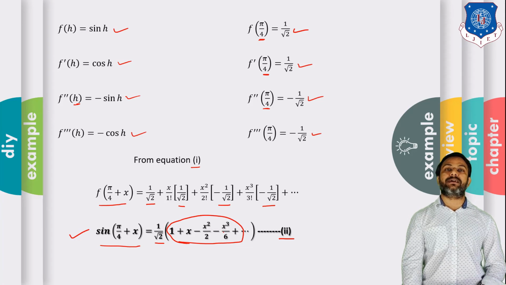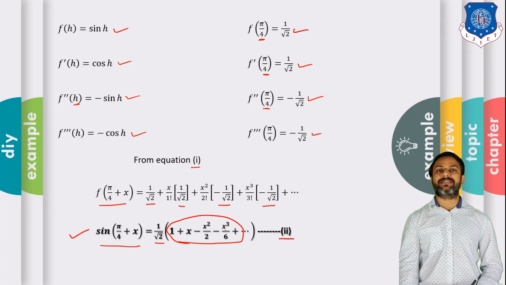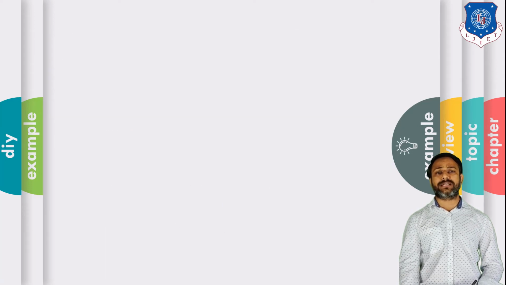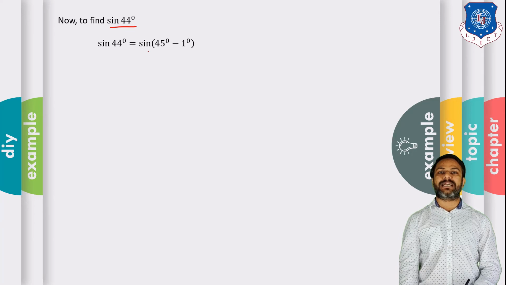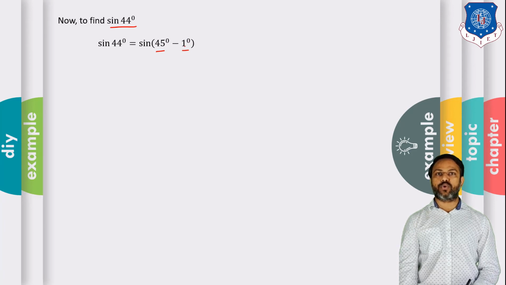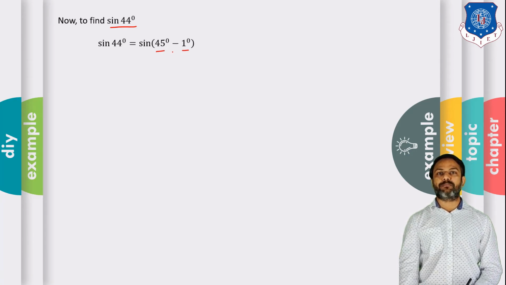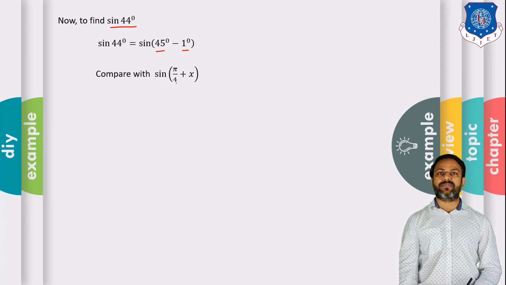Now we have the example in which we want to find the value of sine 44 degree and sine 46 degree. So how can we find sine 44 degree and sine 46 degree by using this expansion? Let's have a look at this. First we want to find the value of sine 44 degree. We know that sine 44 degree means sine 45 degree minus 1. Why do we take this 45 degree? Because we have the expansion of sine 45 plus x, that means pi by 4 plus x. So we just write 44 degree as 45 degree minus 1 degree. By comparing this sine 45 degree minus 1 degree with sine pi by 4 plus x, we have x is equal to minus 1 degree.